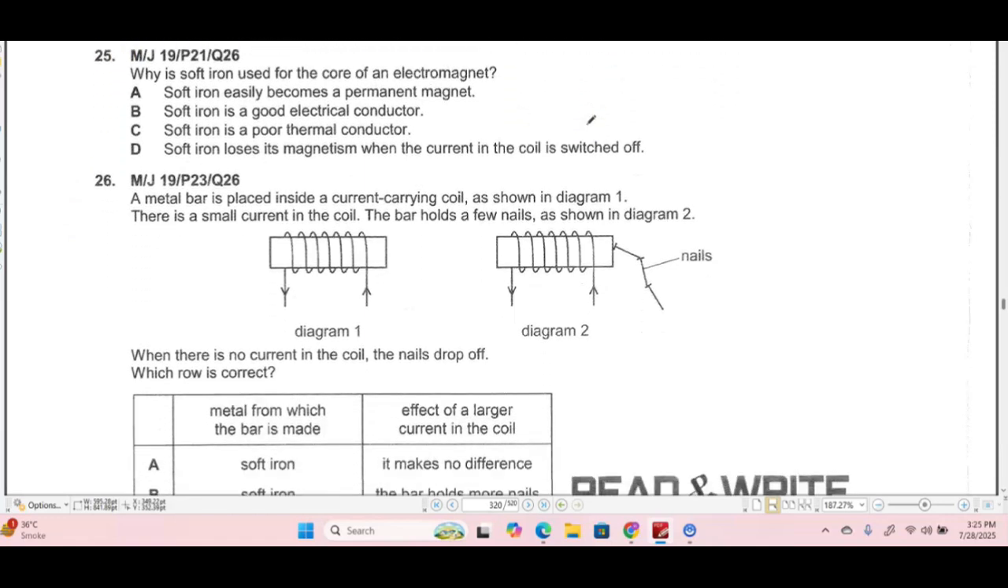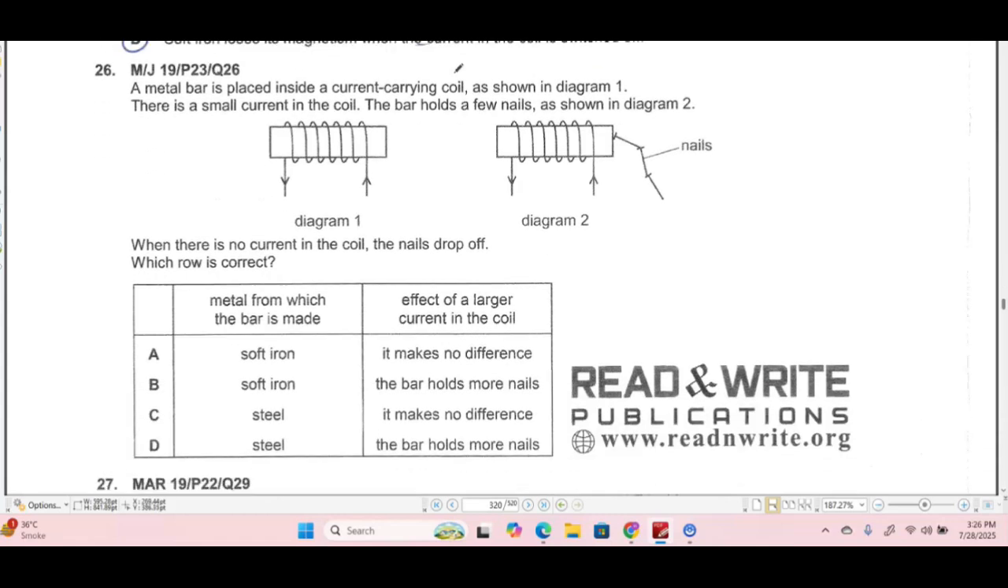Okay, question number 25. Why is soft iron used for the core of the electromagnet? Because it is not a permanent magnet. Soft iron easily becomes a permanent magnet. No. Soft iron is a good electrical conductor. Yeah, this is correct, it's a good conductor, but the actual reason is that soft iron loses its magnetism when the current in the coil is switched off, as it's not a permanent magnet. Okay, so it is easier to make that one an electromagnet.